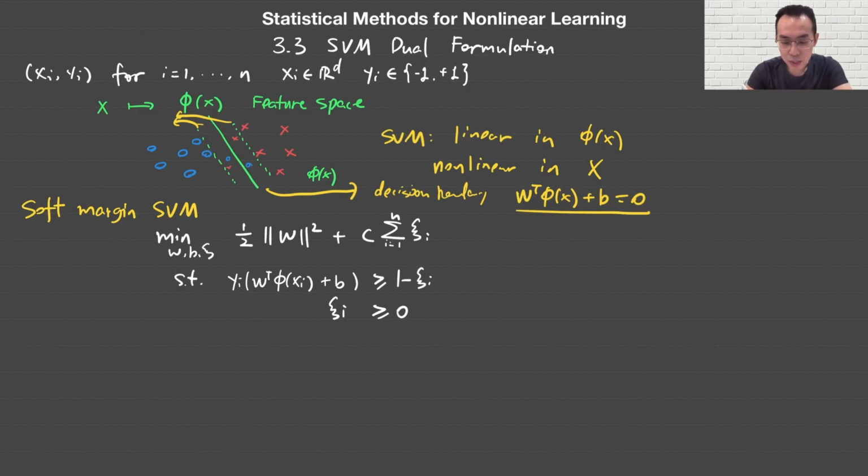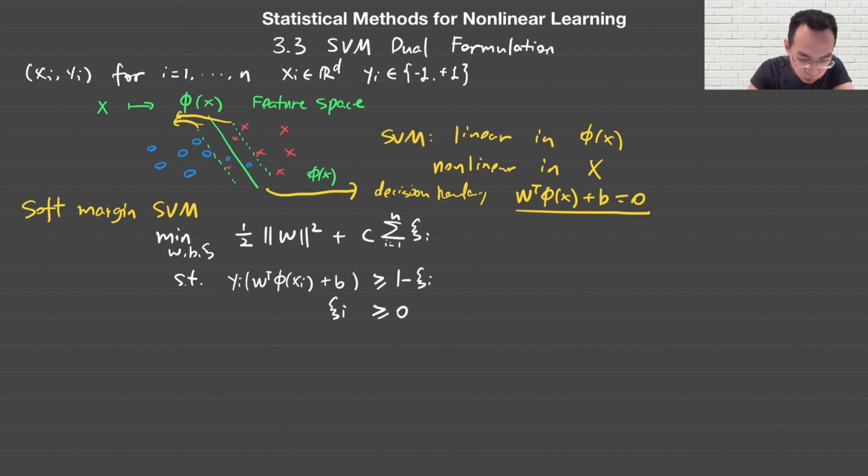Then for this video, our main goal today is to solve this problem. But you'll see the challenge here is that if phi of xi lives in some infinite dimensional space, then this W vector is also infinite dimensional. So it means that this optimization problem is essentially not computable when the feature map is implicit. I should say here, if the feature map is explicit, we can actually solve this problem directly. But that is not the common case we use for SVM. So now we should think about how to solve this problem.